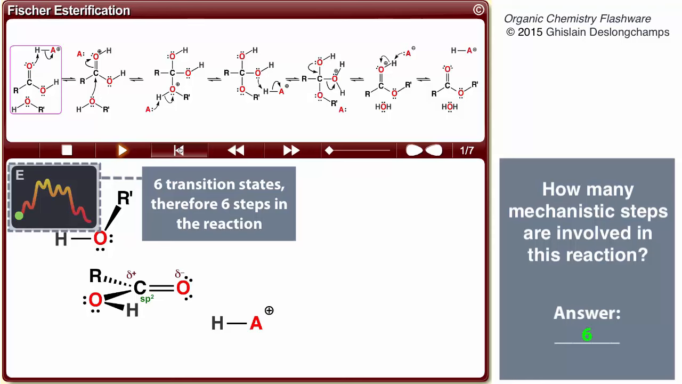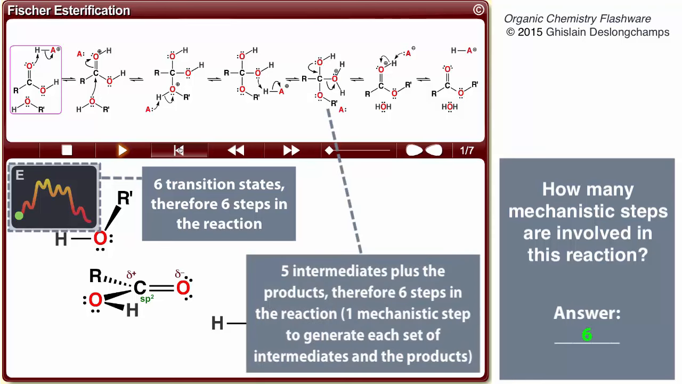You can figure this out by counting the number of transition states in the energy diagram, or by counting the number of intermediates. There's one step to generate each of the 4 intermediates, and add 1 for the step that generates the product.